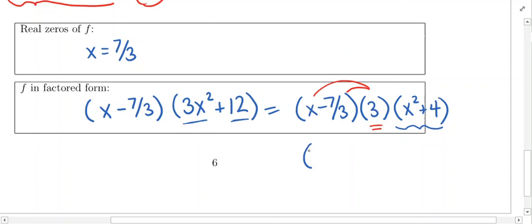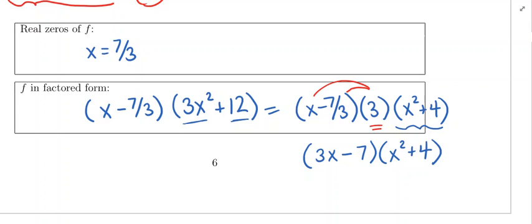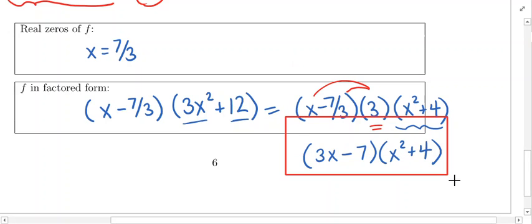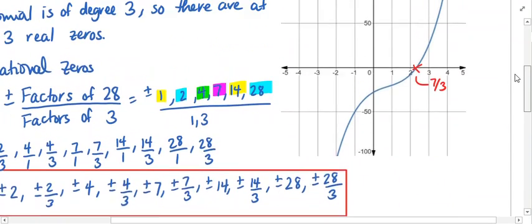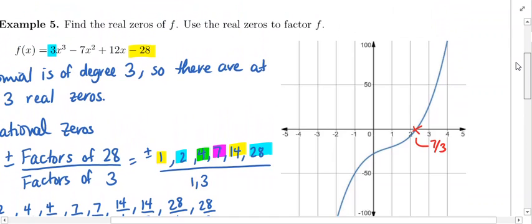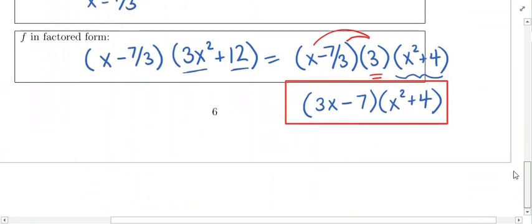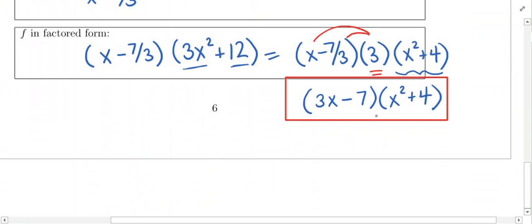Okay, so if I distribute it here, it's going to be 3 times x minus 3 times 7/3. That's going to give us 7. So we've combined these two, and then we've got the x squared plus 4. This is the preferred way of expressing the factorization right here. So the original polynomial, 3x cubed minus 7x squared plus 12x minus 28, factors into 3x minus 7, that quantity, times x squared plus 4. All right, so we've got the factorization down.